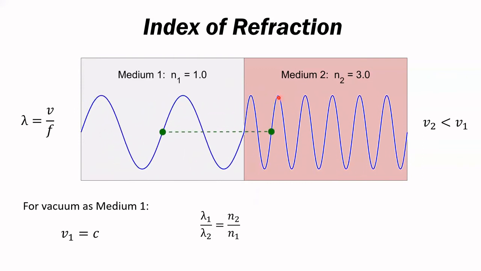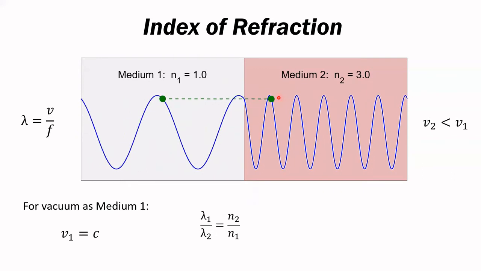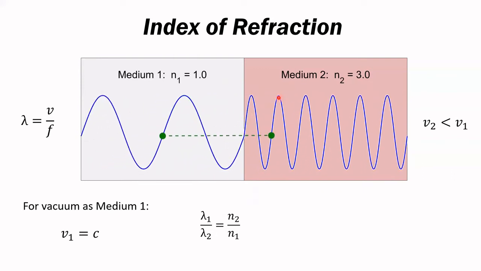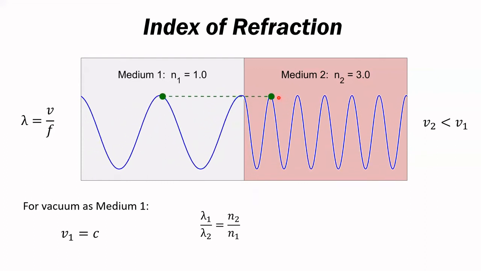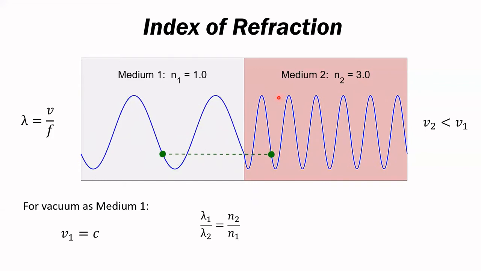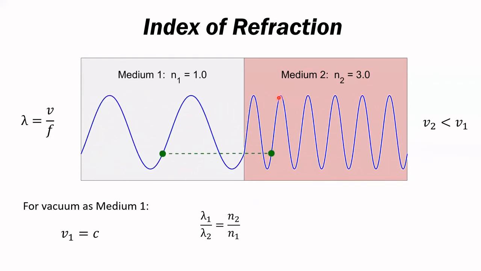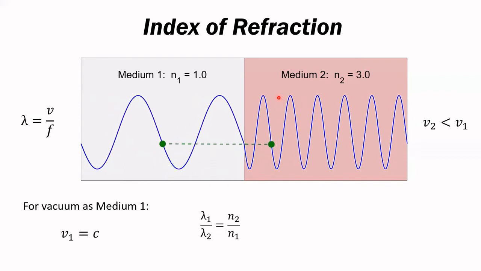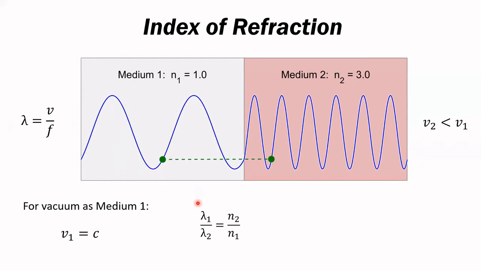You know, if you could actually measure the wavelength of light in various media, then you could define these indices of refraction in terms of the various wavelengths. So the ratio of the n values, or the indices of refraction, would be equal to the ratio of the wavelengths. Okay, well, let's use this formula here to substitute for lambda.